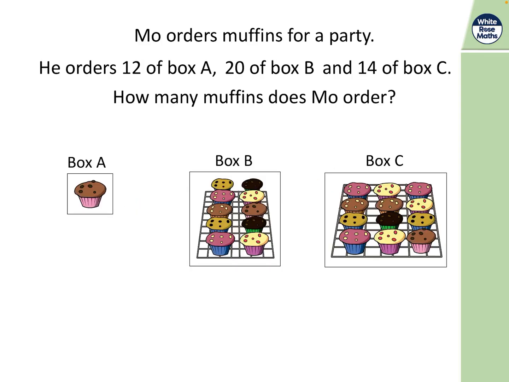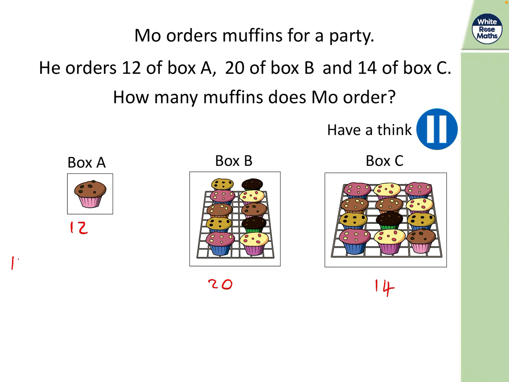Okay. Mo orders muffins for a party. He orders 12 of box A. Put 12 here. 20 of box B. And 14 of box C. How many does he order? So let's have a think about this.